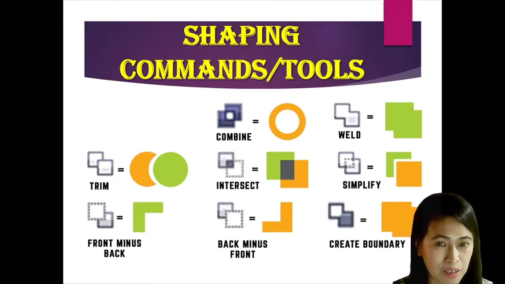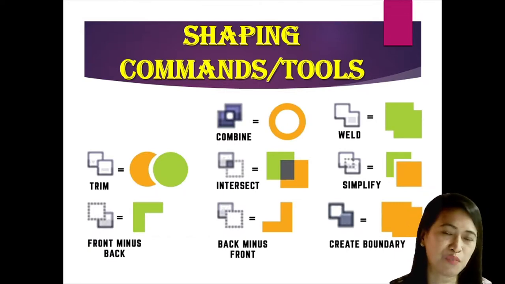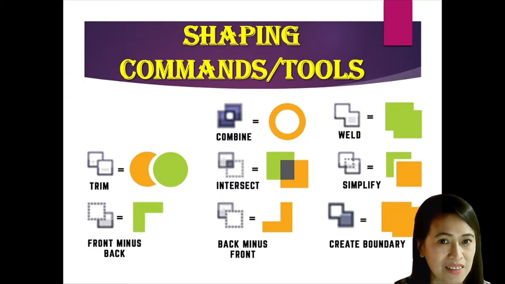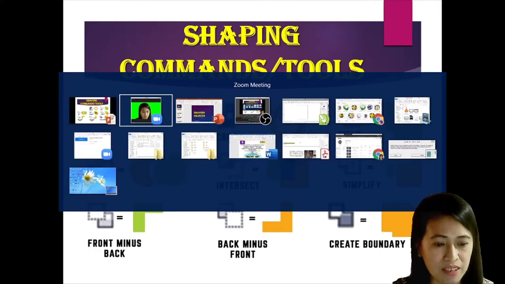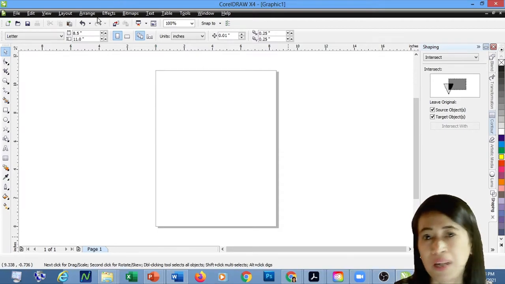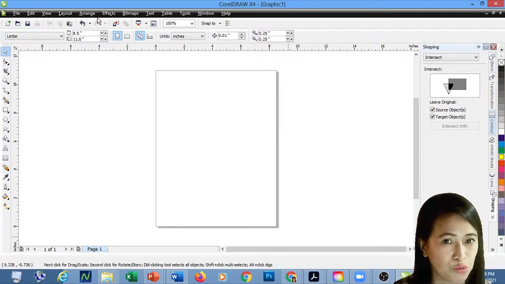Under the shaping commands and tools, we have trim, front minus back, combine, intersect, back minus front, weld, simplify, and create boundary. Also, let us not forget about break apart. So that is part of the shaping commands. To start with, let us open CorelDRAW. Let us try to determine the differences of each tool, or what will happen every time you choose that command or click that tool.